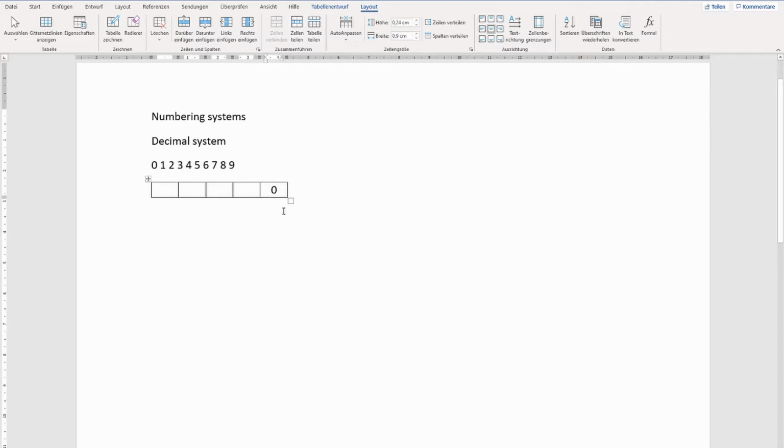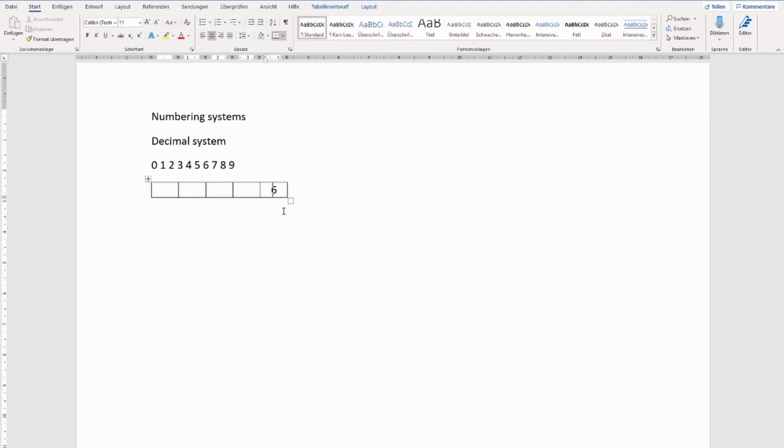Then I want to count one more. Second, third symbol. I want to count one more, and one more, and one more, and so on. Now I am at the 10th symbol. We call it 9. That's the symbol with the name 9. That's the 10th symbol of the decimal system.